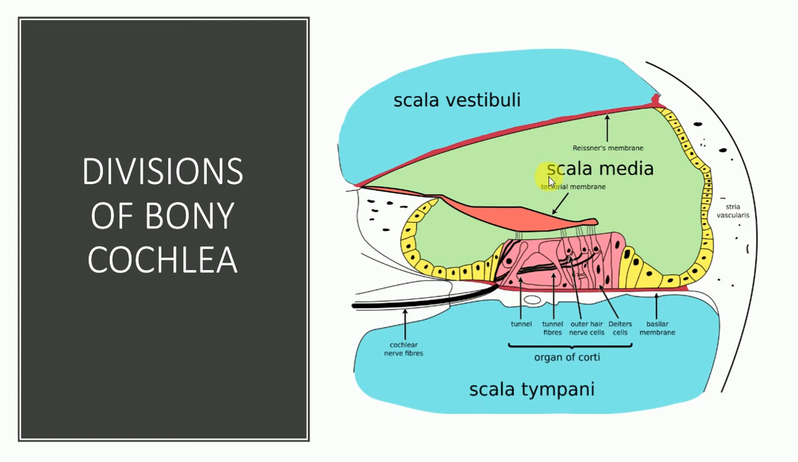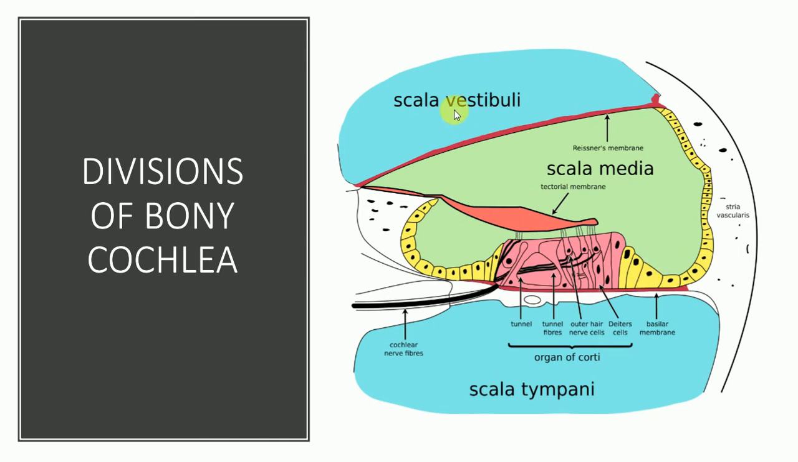Firstly, the scala media is separated from the scala vestibuli by this partition called Reissner's membrane, or the vestibular membrane. The function of this membrane is to separate the specialized fluid, that is the endolymph, in the scala media from the scala vestibuli. Then the scala media is separated from the scala tympani by this basilar membrane, which holds this special sensory organ, the organ of Corti, which is very helpful in the perception of sound.